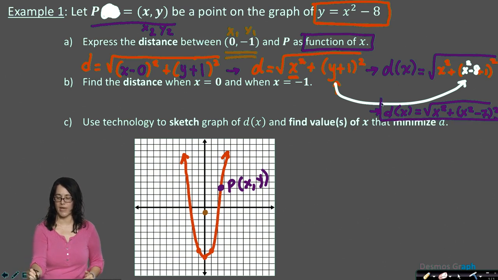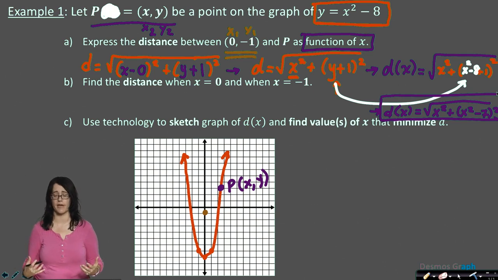Could you write it a different way if you wanted to? Of course. If you were interested in cleaning it up further, simplifying further, you could definitely FOIL. You can multiply x squared minus 7 by itself, and you'll end up getting x to the fourth power minus 14x squared plus 49, and then you have to combine it with the x squared in front to finally have your cleaned up, expanded version.